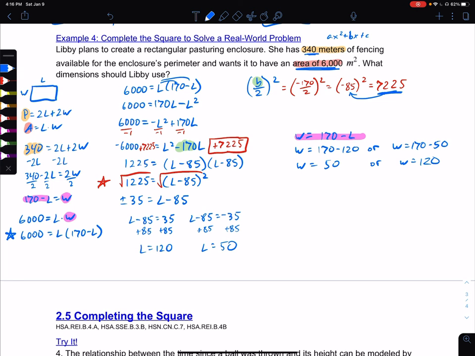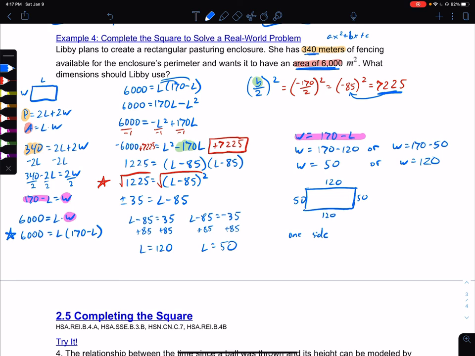So what dimensions should Libby use? Our rectangle is going to be 120 by 50. If I do 120 times 50, we should get 6,000, which we do. So that's a really easy check because you need to make sure the area is right. And if I was to add up these sides, 120, 120, 50, and 50, I get 340, which was the perimeter that we had.